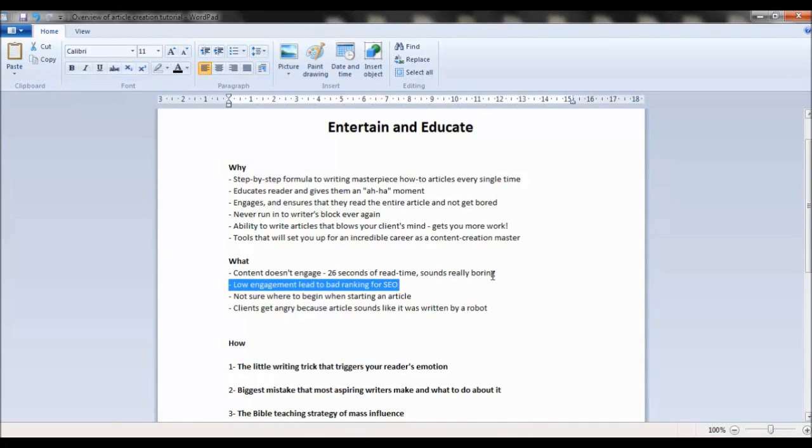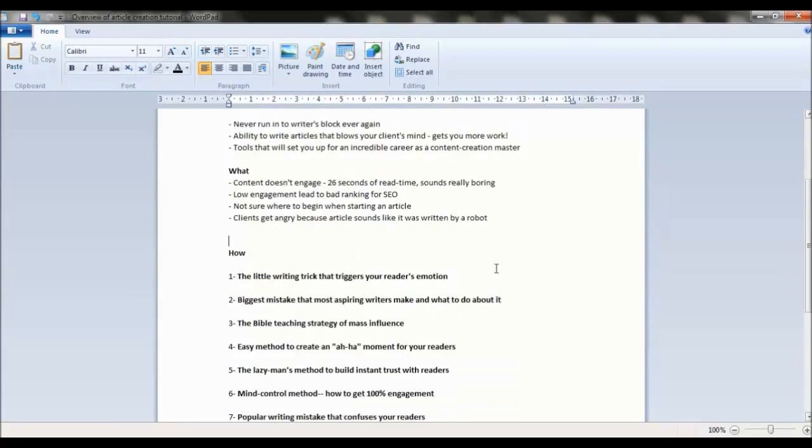Another problem that a lot of aspiring writers or content writers run into is not being sure where to begin when writing an article. So we're going to tackle that and show you exactly how to overcome it. And clients get angry sometimes if you are an aspiring writer, because when you create content on something you're not very familiar with, the content sounds like it's written by a robot. We're going to get into that as well, with the step-by-step method for making the content a lot more engaging and exciting. So what are we going to be covering?